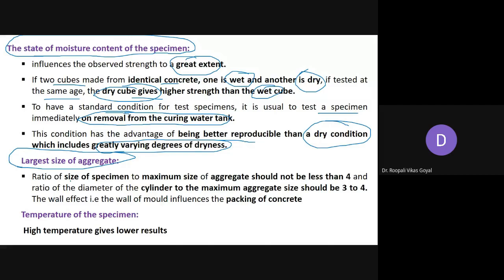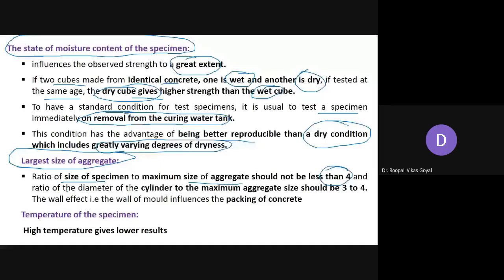So basically this ratio of size of specimen to maximum size of the aggregate should not be less than 4, for the general specimen. And in case of the cylinder, the ratio of the diameter of the cylinder to the maximum size of the aggregate may be around 3 to 4. What is the importance of this? Because of the wall effect. What is wall effect? Basically जो mold की जो wall होती है ना, that will also influence the packing of your concrete, and that is why the largest size of the aggregate is a very important parameter in determining your particular mold size, and accordingly your strength result will vary.